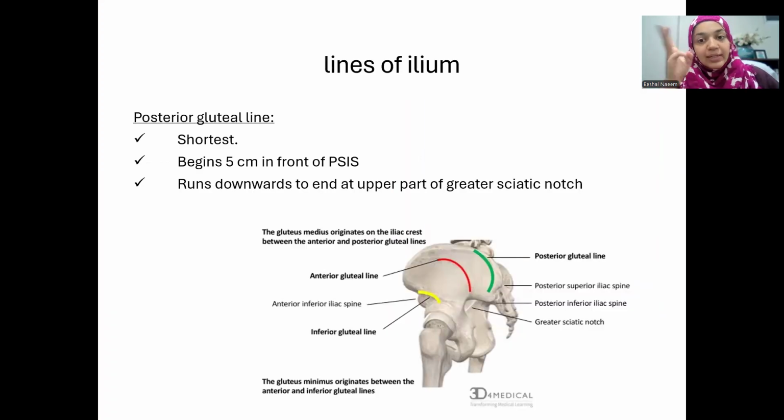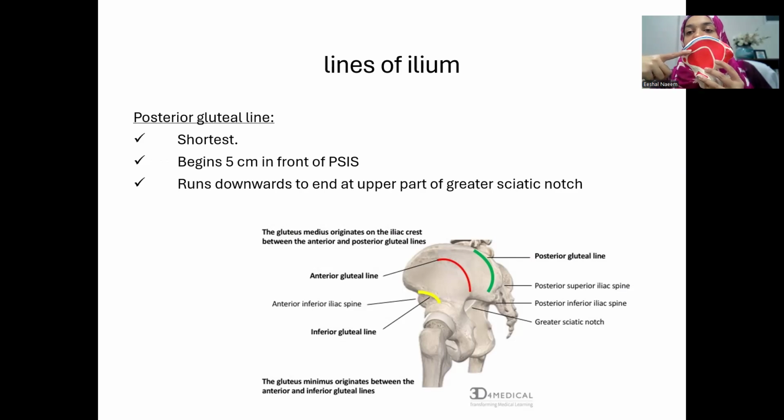Now we have three important lines to understand on the gluteal surface, for the three muscles, gluteus maximus, gluteus minimus, and gluteus medius. Now there's a posterior gluteal line, it's the shortest line, by the way. Can you see this line separating these two red originations? This is the posterior gluteal line. It starts 5 centimeters in front of the posterior superior iliac spine, goes down to end at the upper part of the greater sciatic notch. So this is your posterior gluteal line.